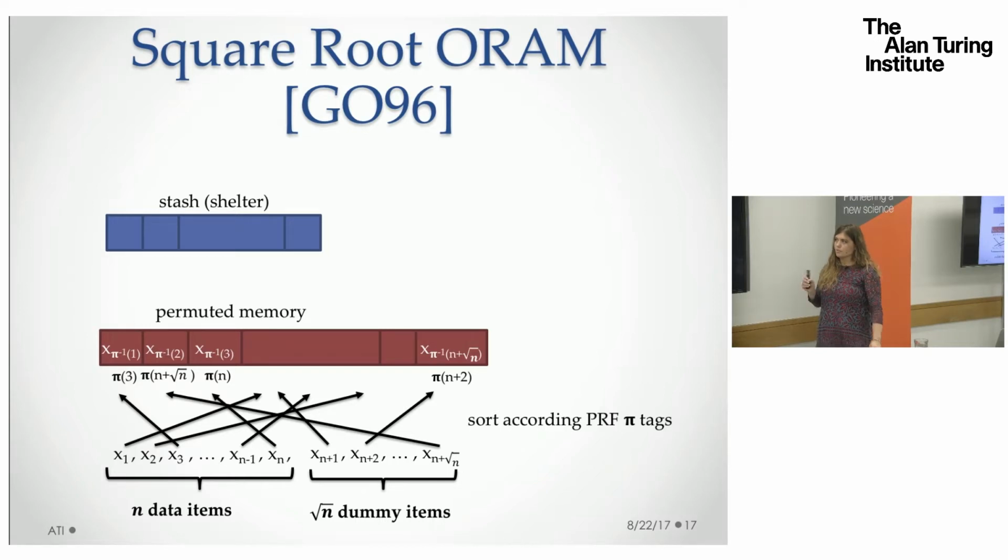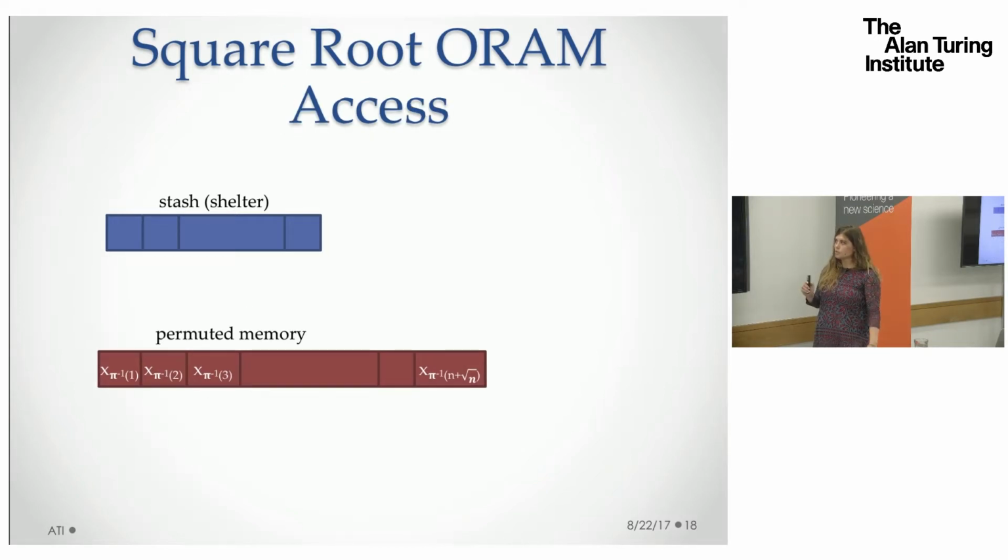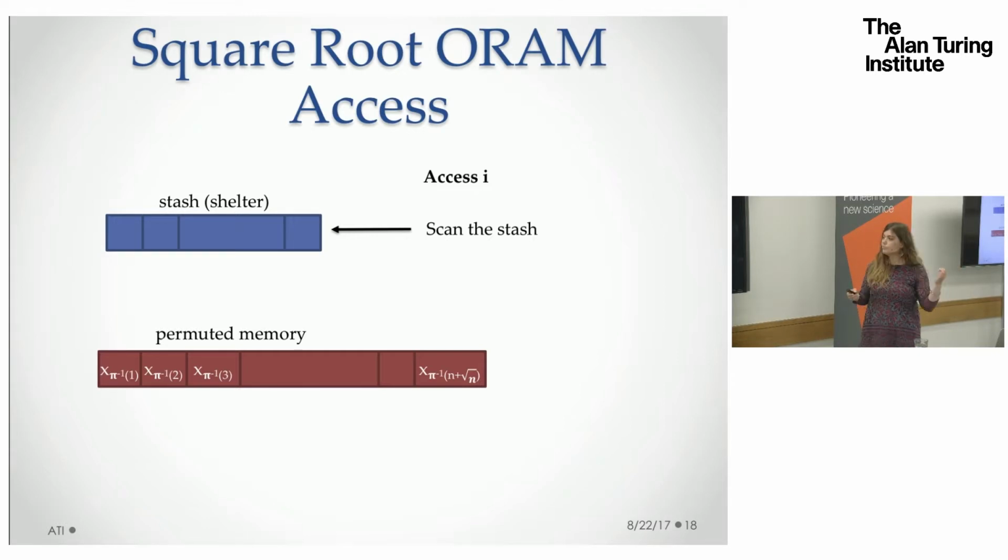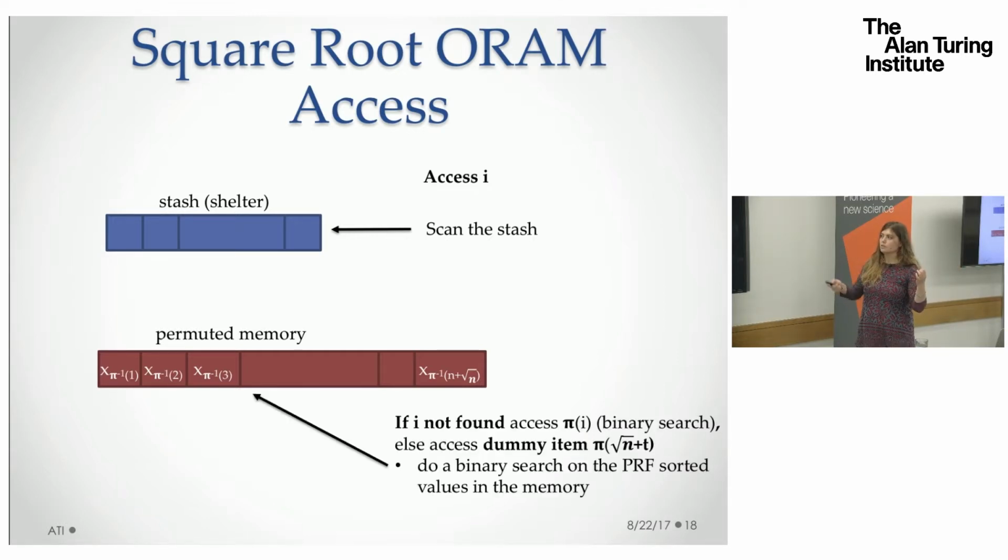So how do we access something in this data structure? If we want to access the data at location i in the original database, what we do is we first scan the whole stash. We check with a linear scan of these square root of n items whether what we're looking for is already there. If we haven't found it in the stash, then we apply this permutation that tells us how items are stored in the main memory, and we look up that location. So we evaluate pi of i, if and only if we haven't found it already in the stash, and we look up at pi of i.